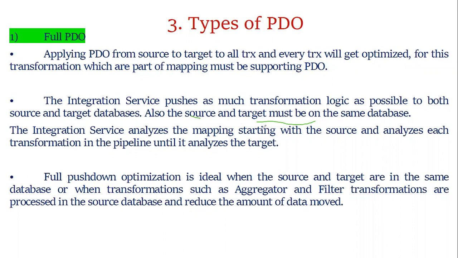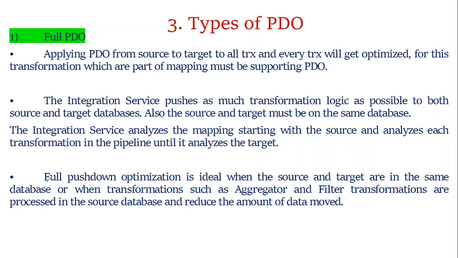Generally, when you apply the full push down optimization, your transformation logic is pushed to the source and target database, but generally it gets pushed towards the target database. I will show you in the transformation and in the logs also. It may be possible that your transformation logic is pushed toward the source, or it may be pushed toward the target. Both situations are quite possible.